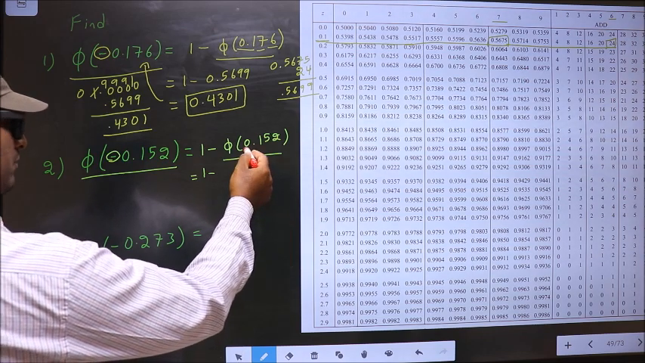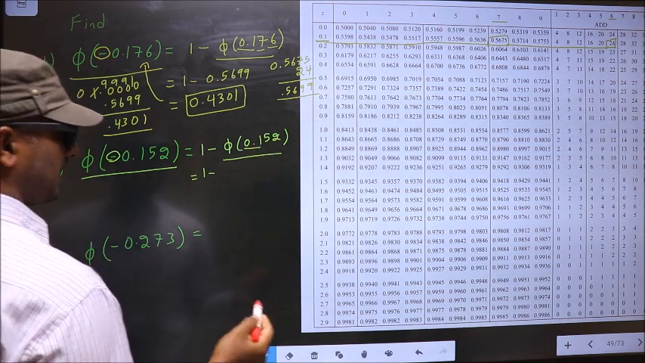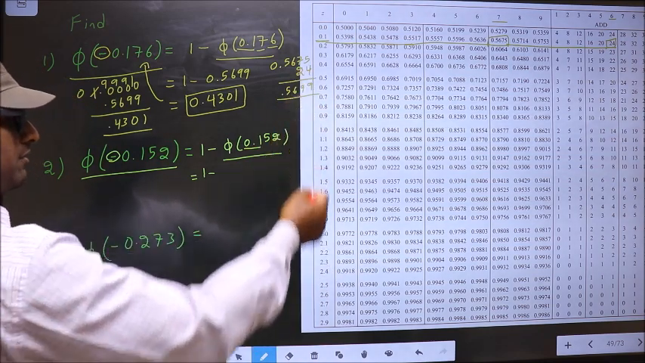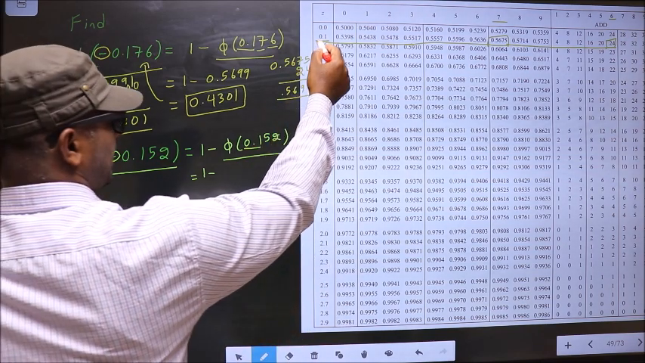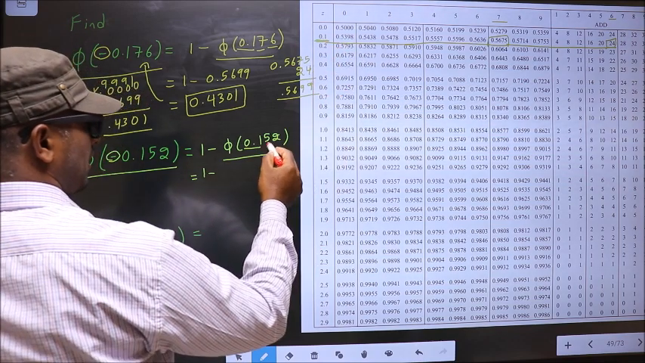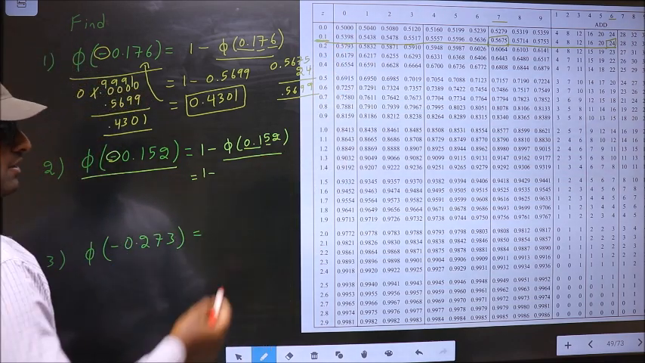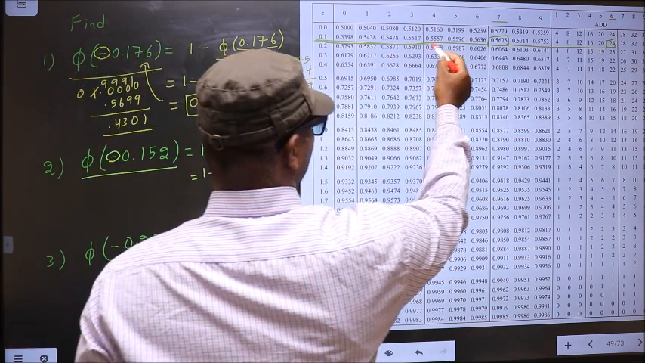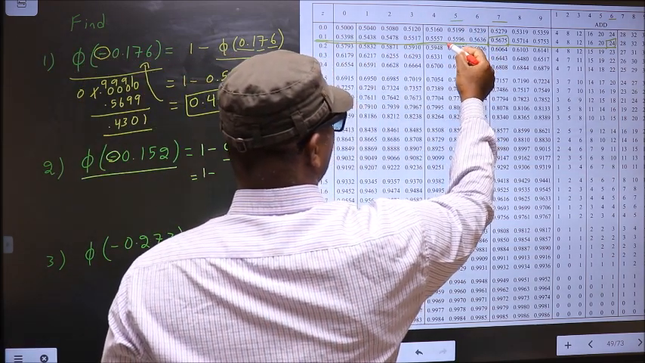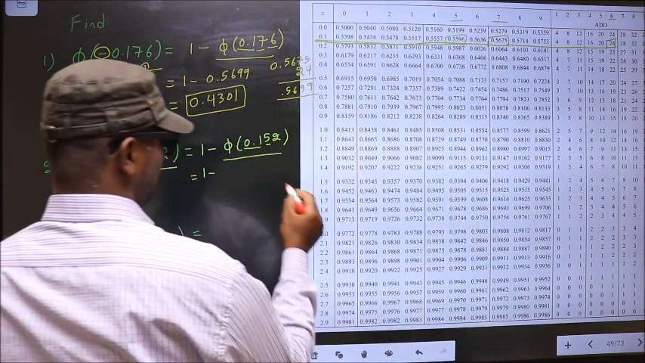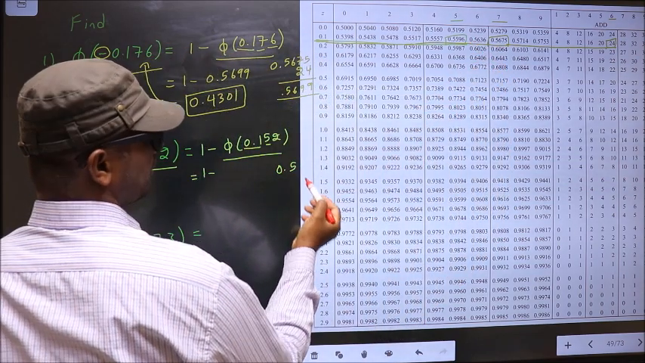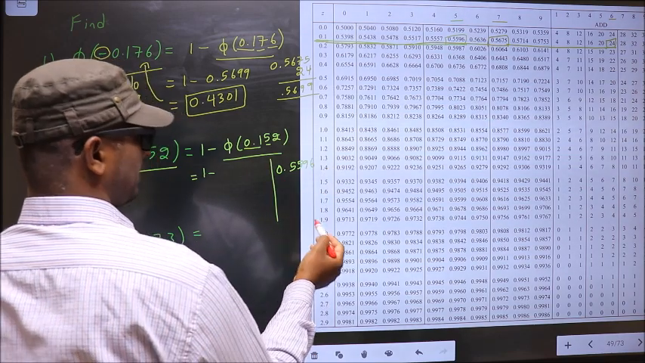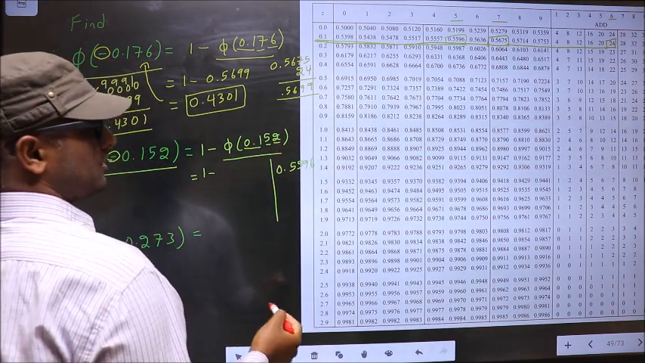To get this value, first you take these two numbers, that is 0.1. Now you look for 0.1 in the first column, that is here. Now the next decimal is 5. So in the same row, at number 5, I have this value, that is 0.5596.